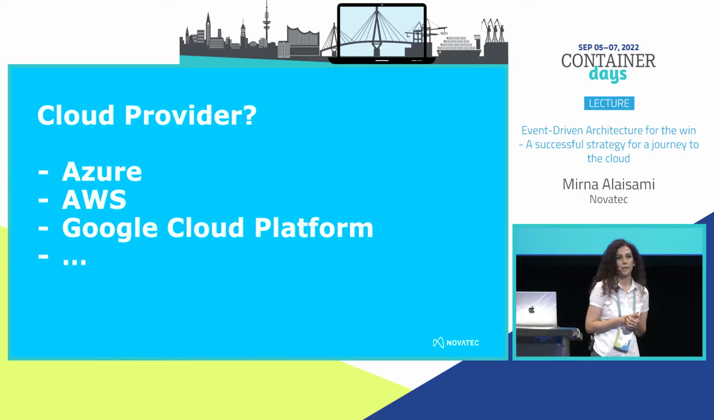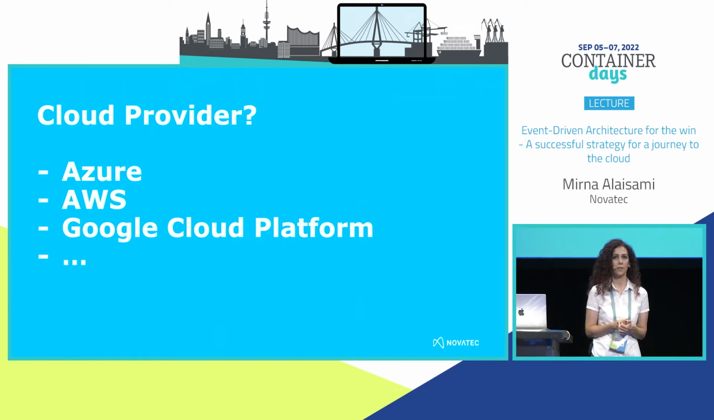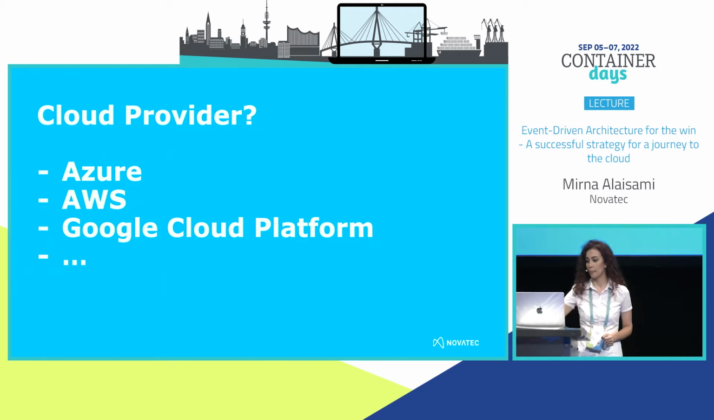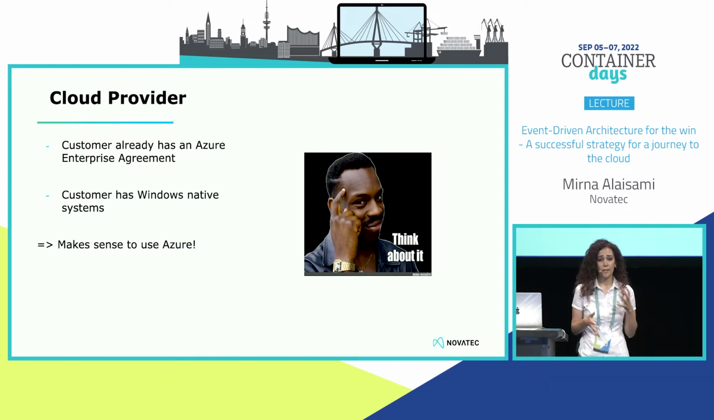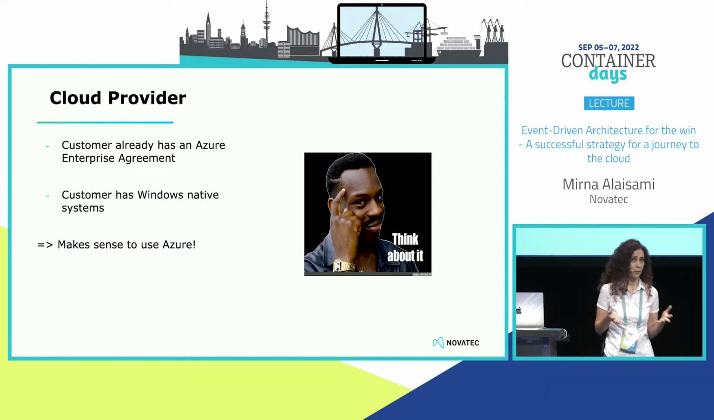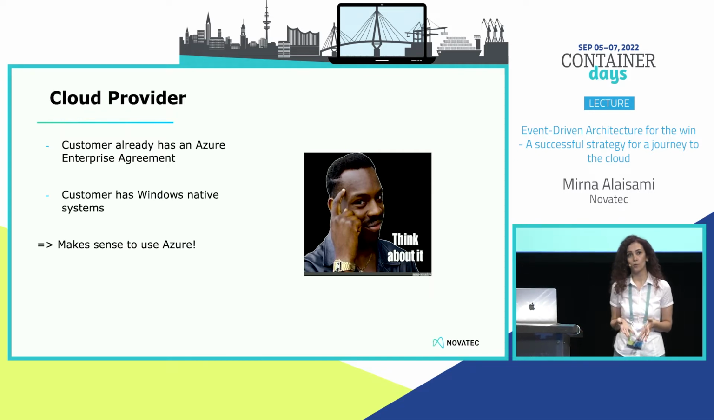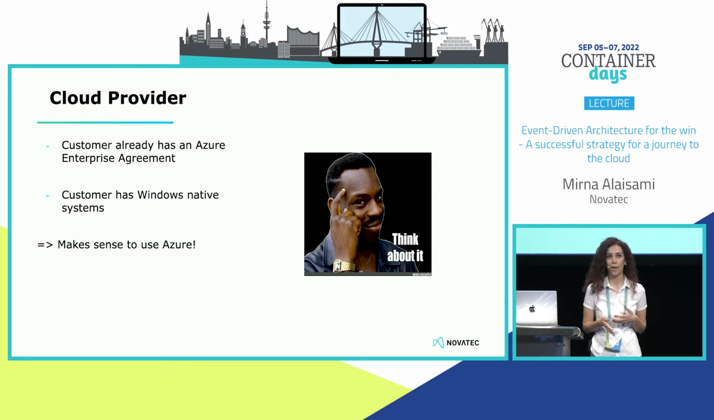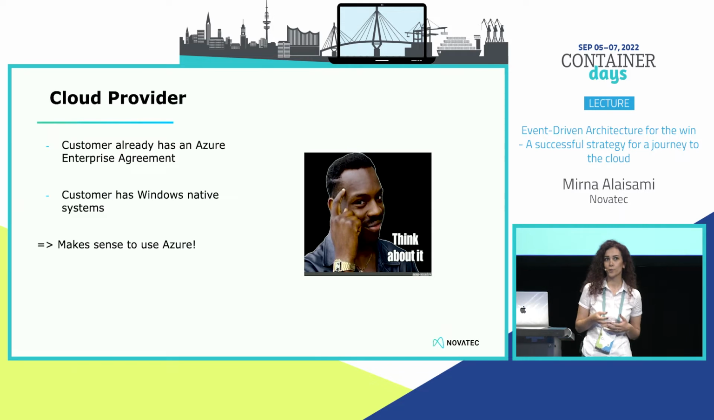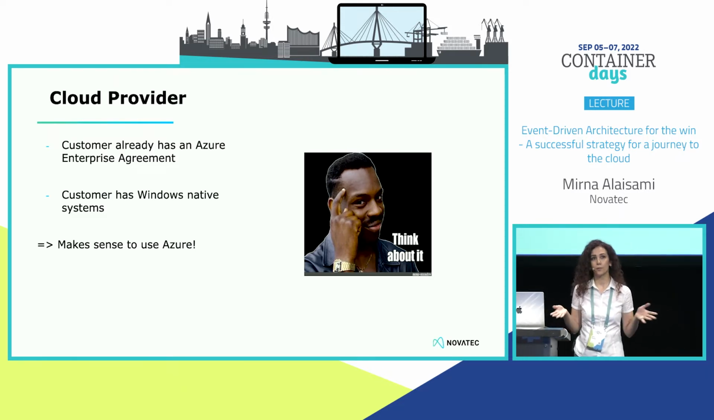So starting with the cloud provider, do we want to use Azure? Do we want to use AWS? Maybe Google Cloud Platform or something else? And since our customer already had an Azure Enterprise agreement, and they had also Windows native systems, and we all know that Azure is a good destination for Windows native servers, and they provide native support for Windows servers workloads. So we decided to use Azure. It was a good fit here.